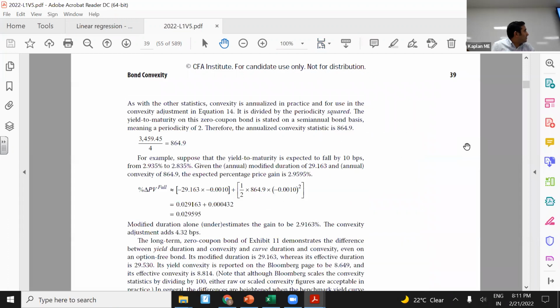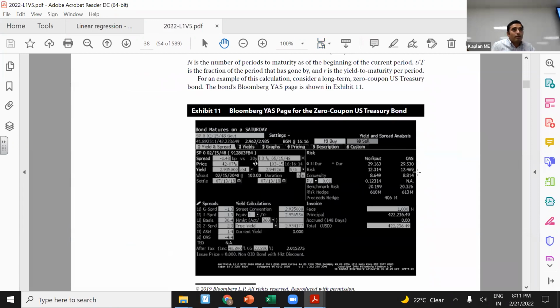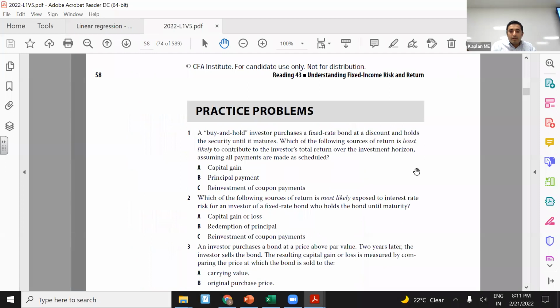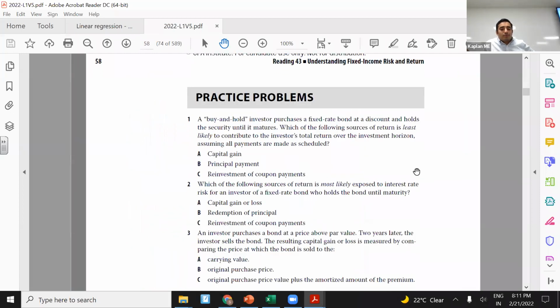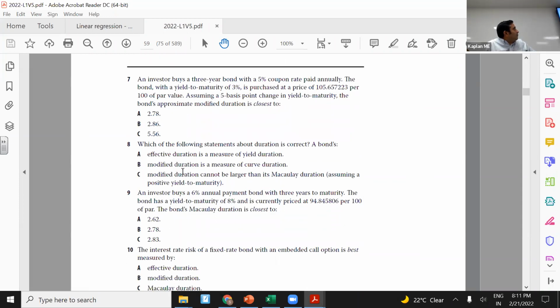So see, there are some snapshots from Bloomberg. Approximately how much time is left? Yeah, 10 minutes, that's it. Okay. So see, these are some practice problems. A typical question would be like this. All these, what you see, are typical exam style questions.